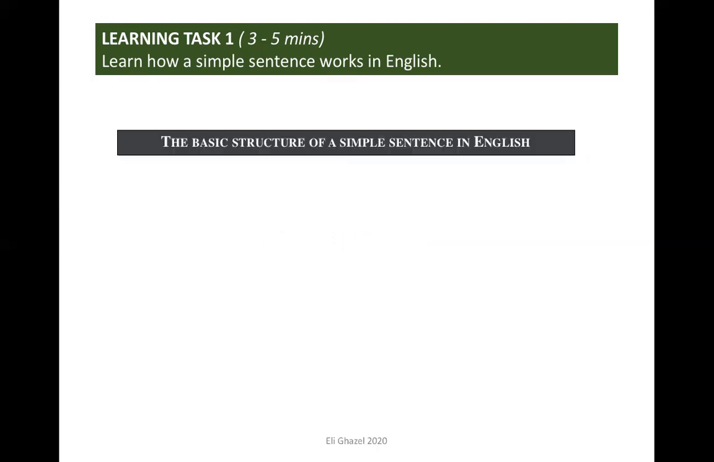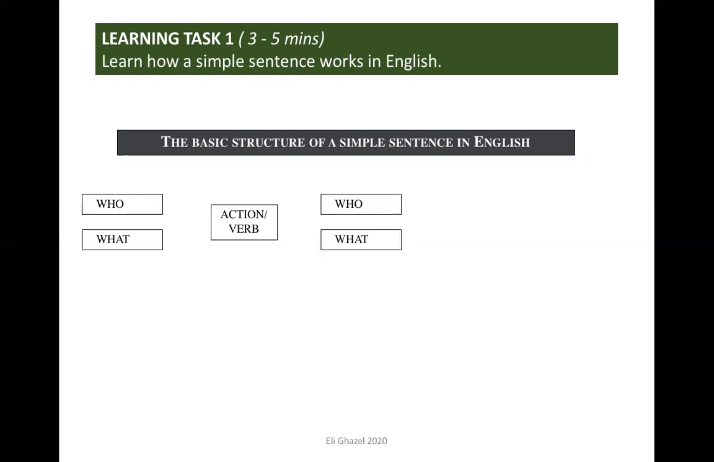Let's have a look. The basic structure of a simple sentence in English is, it always starts with a who or what. That's the simple sentence, all right? It's followed by an action or a verb. Then it's followed again by a who or a what. These are more meaningful than subject, verb, object.